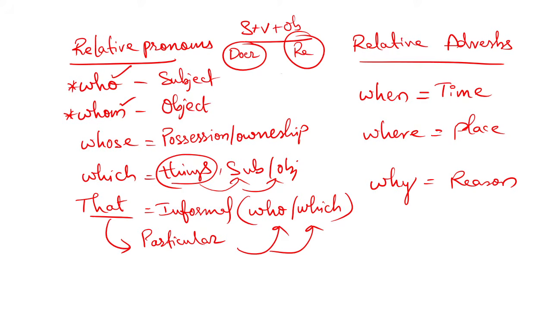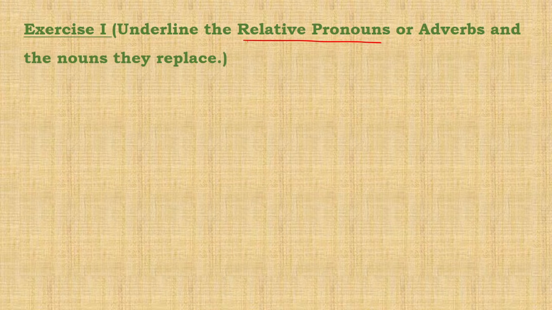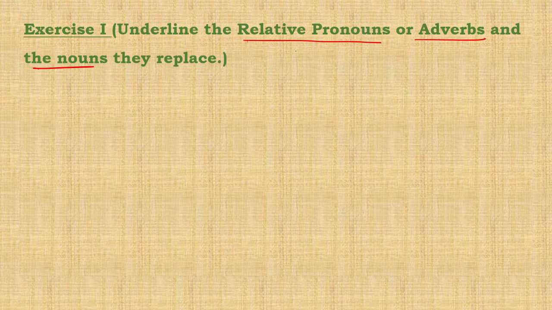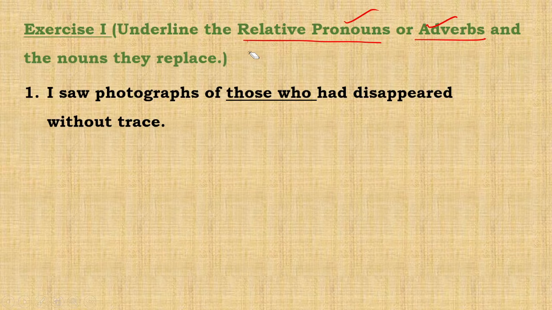So students, let us get started here. The first section is very simple: underline the relative pronouns or adverbs, and the nouns they replace. That means you have to identify the relative pronoun or relative adverb, and you should also tell which nouns these relative pronouns or adverbs replace. That's what I told you before, they are used to replace nouns. So let us look at question number 1.